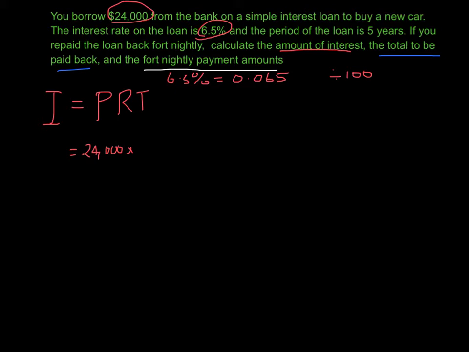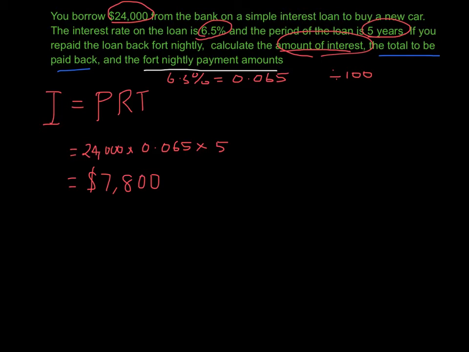So the rate in this case is 0.065. The time of the loan is equal to 5 years. We're going to repay the money back in 5 years. Important, time always must be in years when we are putting it into this formula. If I now do 24,000 times by 0.065 times by 5 on my calculator, I get the answer of 7,800. So that is the amount of interest that would be paid back, $7,800.